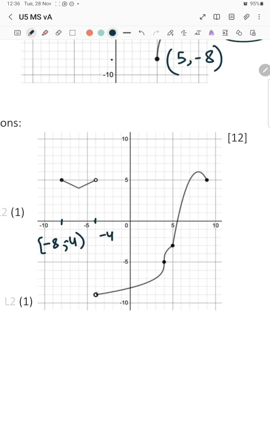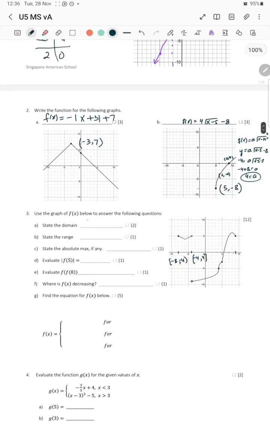This is again hollow, so this is not included, and going till 6, 7, 8, 9. And 9 is included as this is colored. So the domain is minus 8 to minus 4, union minus 4 to 9.